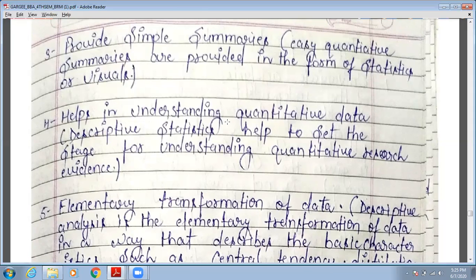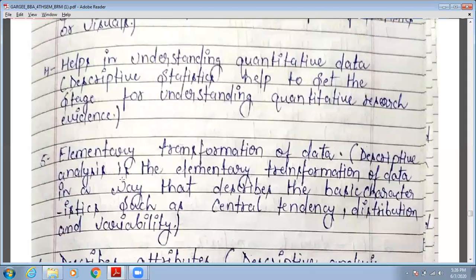Then helps in understanding quantitative data. Descriptive statistics help to set the stage of understanding the quantitative research evidence. So, I have already told you कि जब भी कोई data आपको quantitative form में given होगा, तो this is easy to understand for you or for every person. Okay, आप compare भी कर सकोगे उसको, अगर वो numerical term में given होगा, quantitative term में given होगा, तो you can easily compare these data from another. Okay, और आप comparative conclusion आप उसका निकाल सकते हो when your data is in quantitative form. So it helps in understanding the quantitative data.